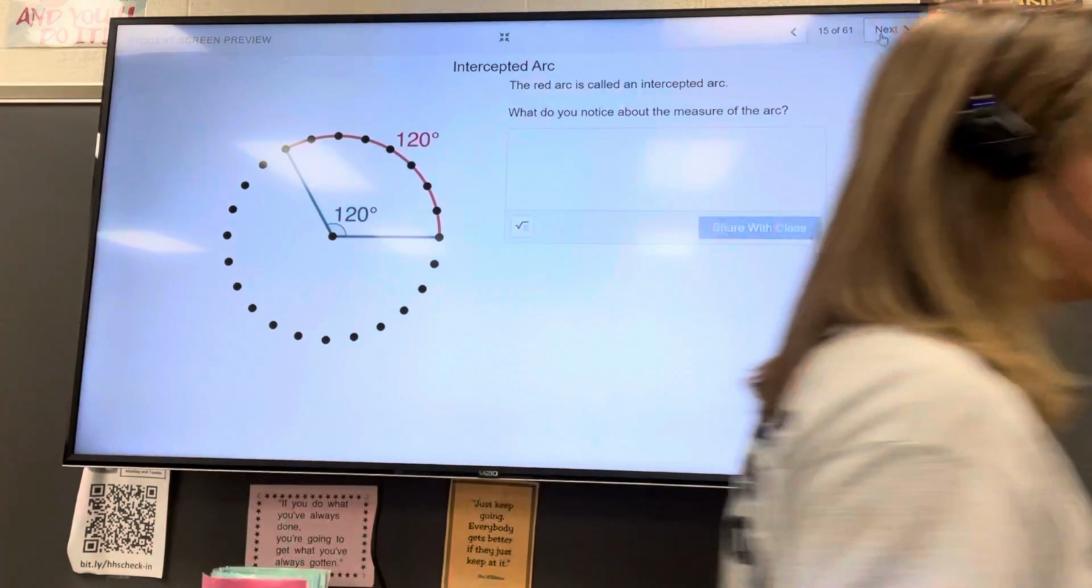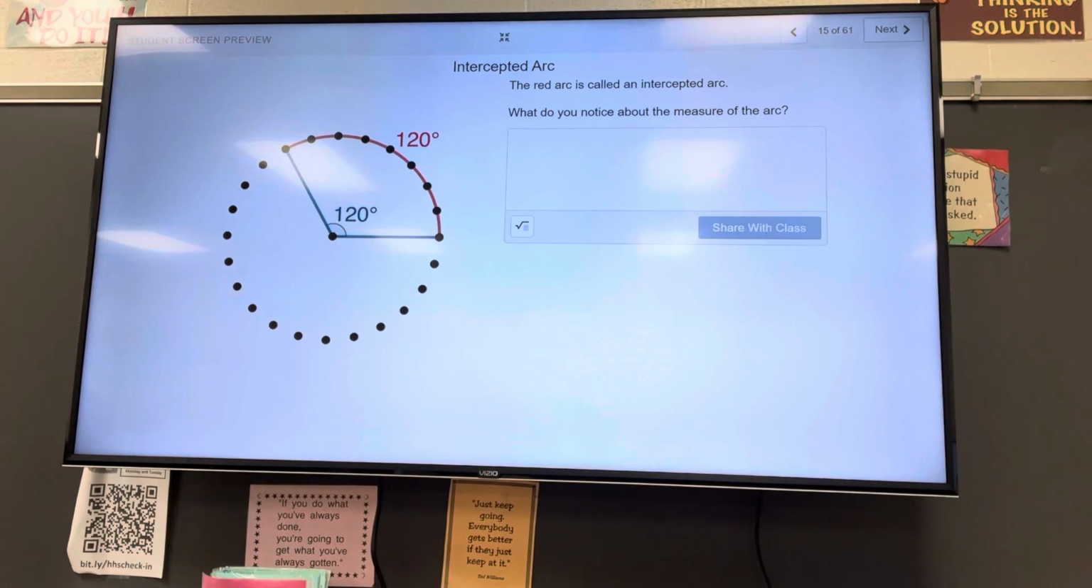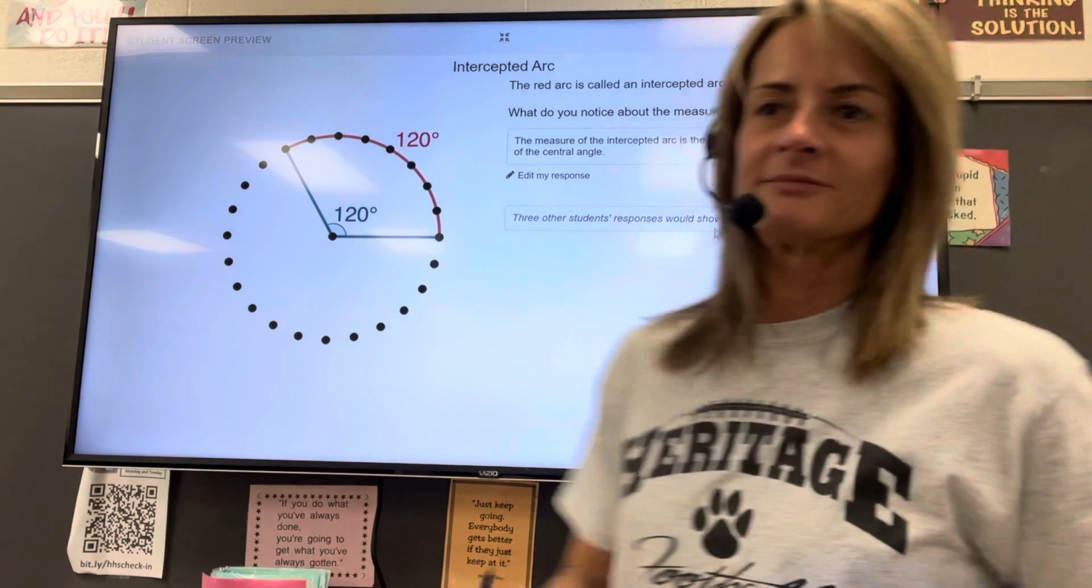We can say the measure of the intercepted arc is the same as the measure of the central angle, or something like that. How are we doing?